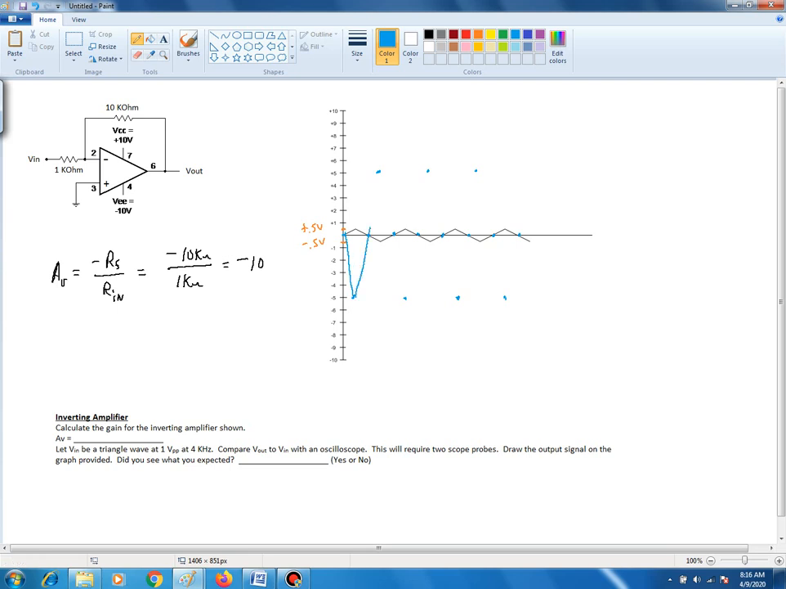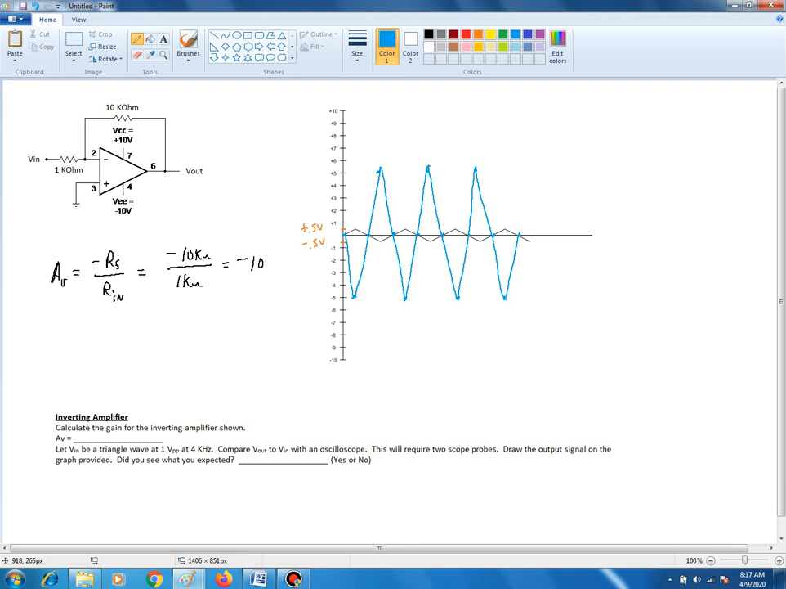Then from here we're going to go right there. Then from right there to right here. Then from right here to right there. From there to there. From there to there. So that's what the output would appear like, and this again is for an inverting amplifier.